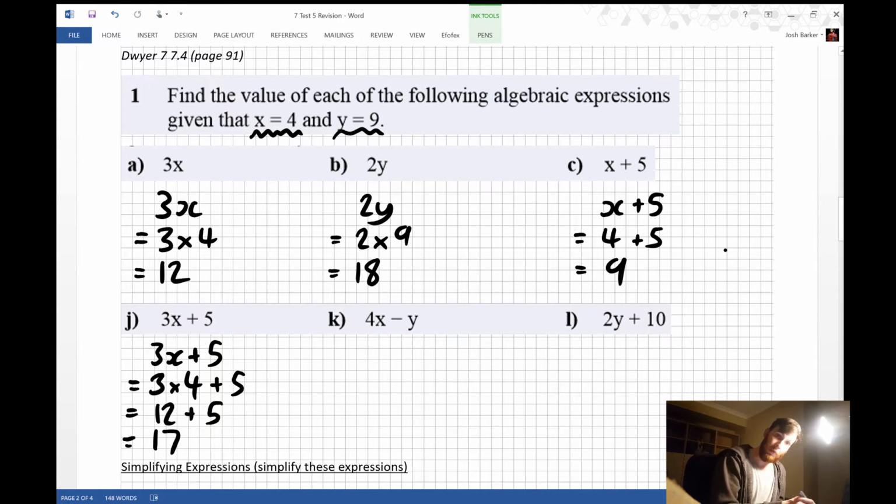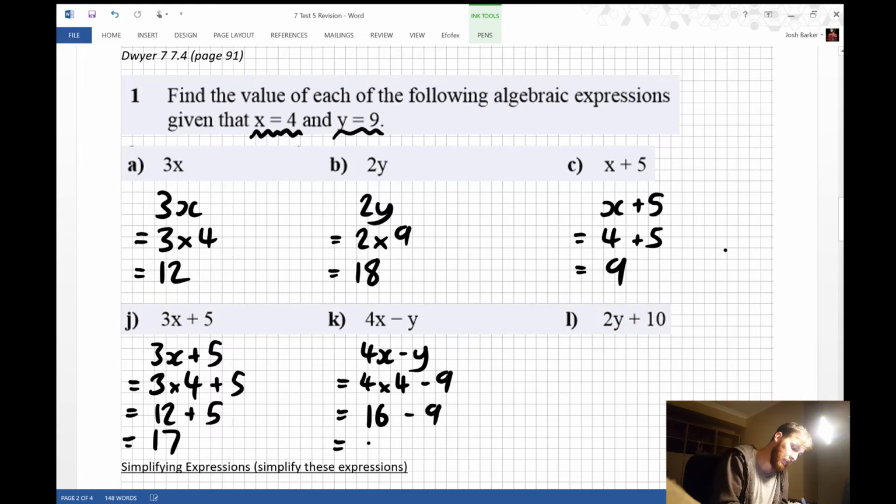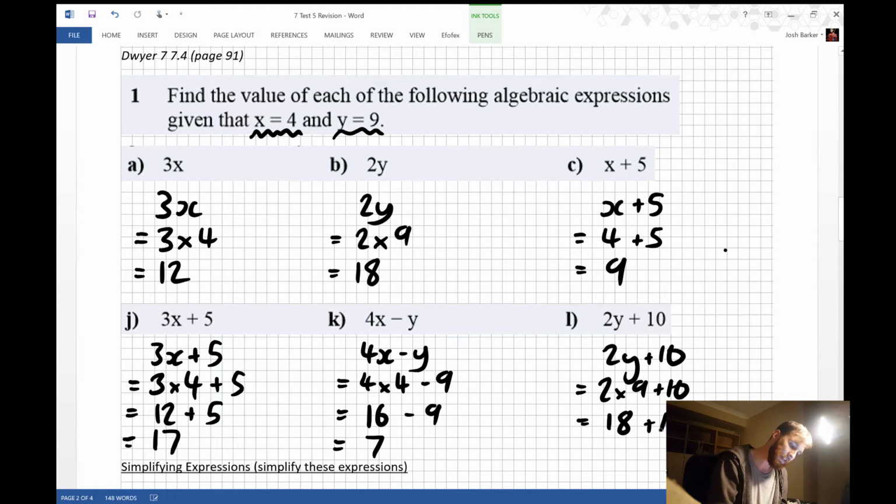Cool. This one combines both of them, so it's 4x take y. So I'll write that down real quick. 4x take y becomes 4 multiplied, swap x for 4, and then take away, swap y for 9. That becomes 4 times 4, which is 16. Take 9, which is 7. Last one, 2y plus 10. So 2y plus 10 is equal to 2 times 9 plus 10, which is equal to 18 plus 10, which is equal to 28.